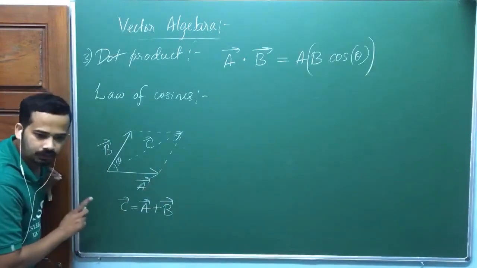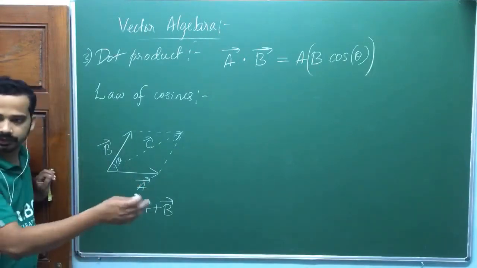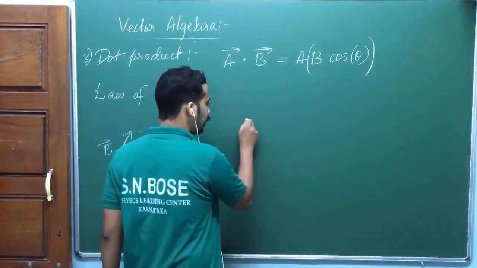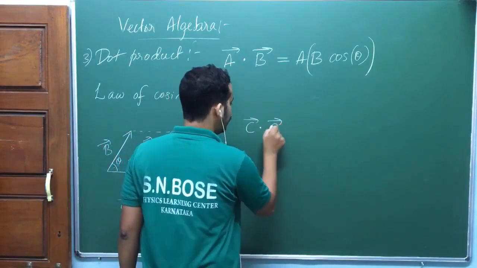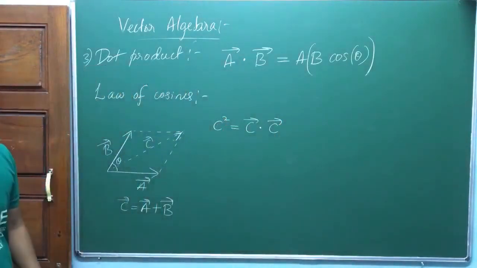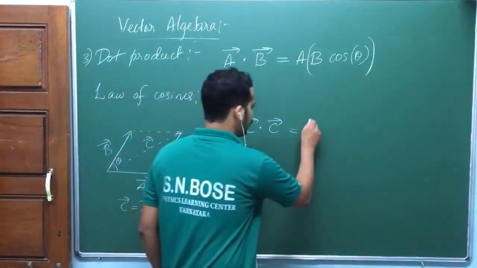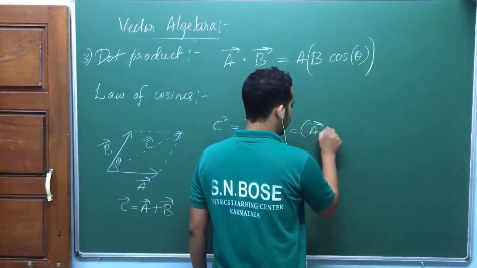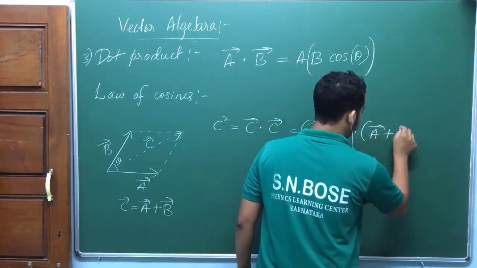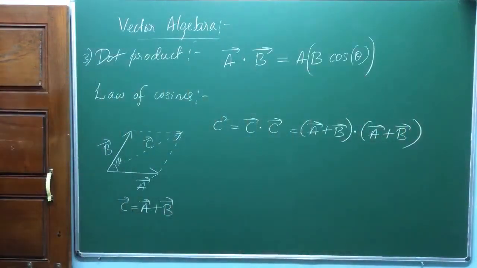Whenever we need magnitude, what should we do? You should take the dot product with itself. I need the magnitude of C, so to find that, I'll take the dot product with itself. Can I call it C square, the magnitude square? What is C dot C? It is A plus B dot A plus B.